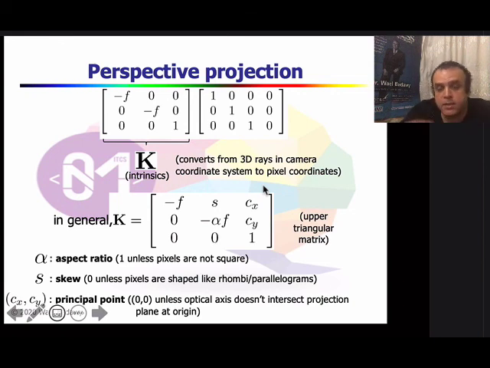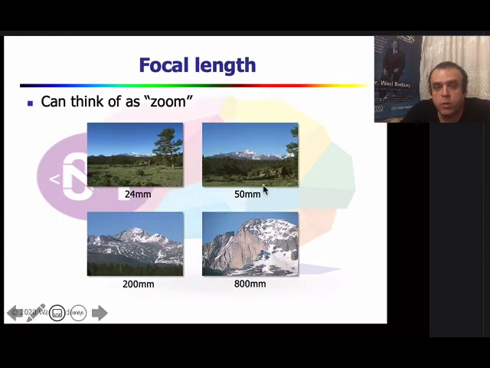So once you have these equations, you also have what we call, on the next slide, focal length. Can you think of it as a zoom? So basically you have the 25 millimeter at the top left hand side. On the top right hand side, you'll have the 50 millimeter where you can see a little bit of mountains. If you go to the lower right hand side at the 800 millimeter, you have focus where you can actually see the top of the mountain.